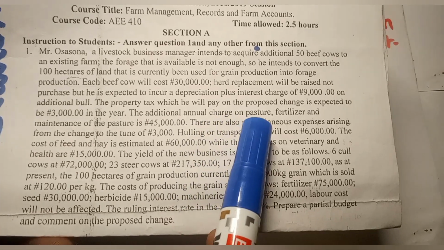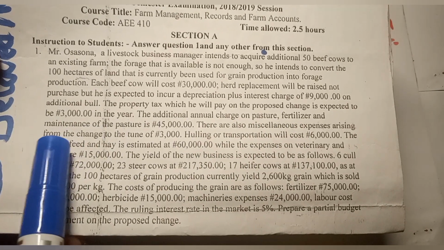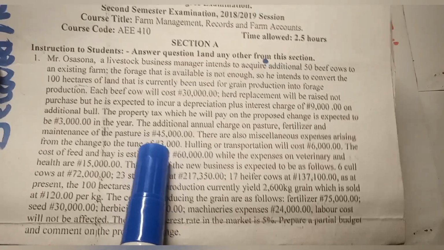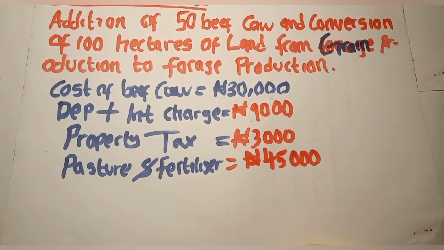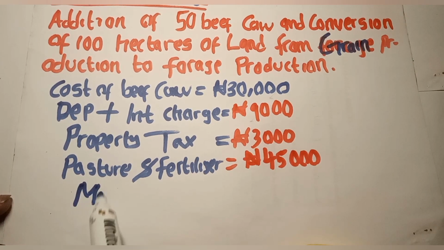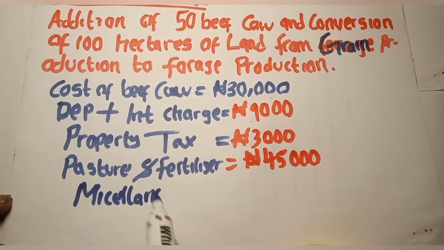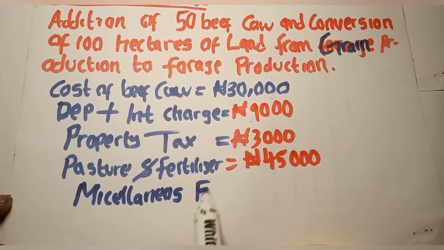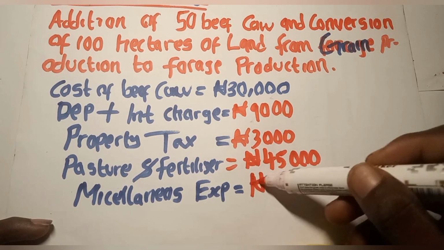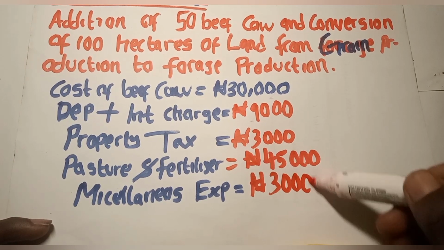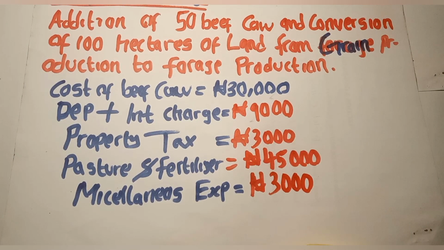There are also miscellaneous expenses arising from the change to the tune of 3,000 naira. So I'll call that miscellaneous expenses. Miscellaneous expenses is 3,000 naira. So the miscellaneous expenses is 3,000 naira. Okay.